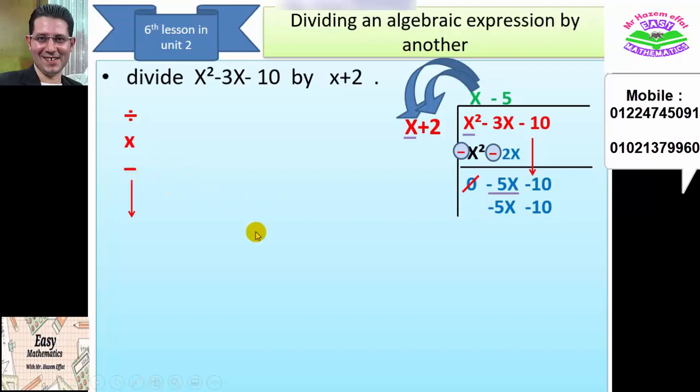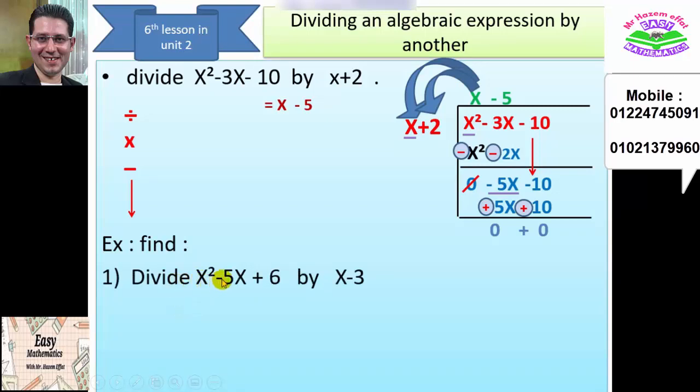And we do the third step. We change both signs. When we subtract, we change both signs to be positive and add them. Negative 5x plus 5x equals 0, and negative 10 plus 10 also equals 0. Now we have finished. The result is x minus 5. When we divide this algebraic expression by x plus 2, the answer, or the quotient, is x minus 5. Let's see more exercises to understand how to divide an algebraic expression by another.